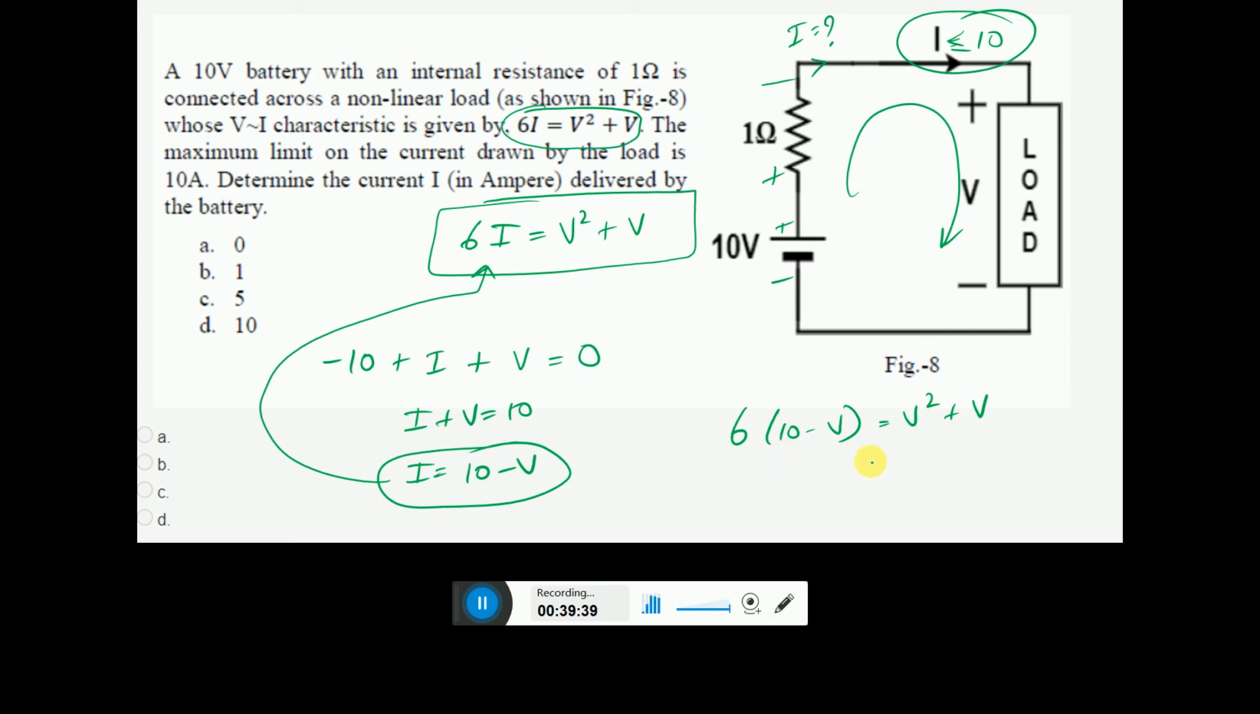If you solve this, you will get V as two values: minus 12 volts, and another is 5 volts. If you put minus 12, the current comes around 22 amperes. If you put 5, it comes 5 ampere. The limit given is that the current must be less than 10. So the right answer is 5 ampere.